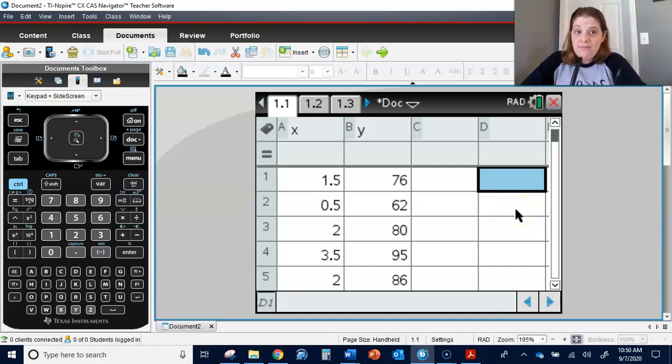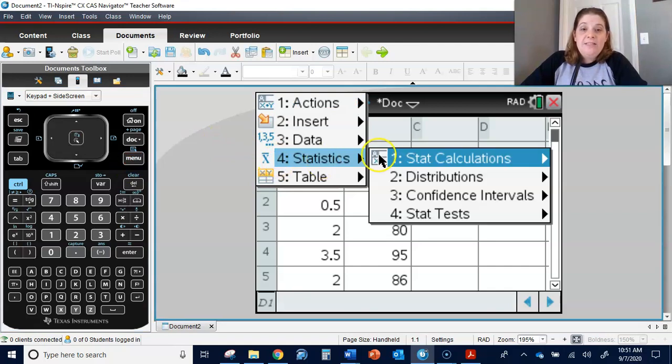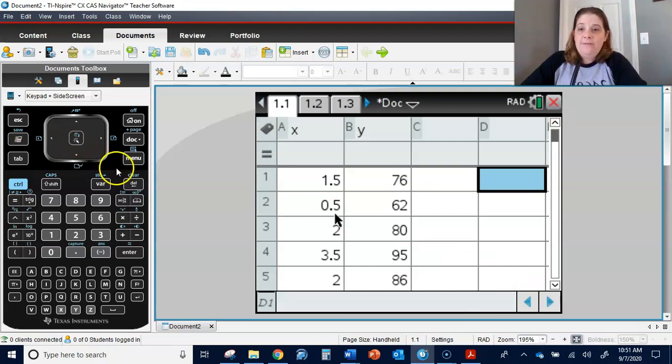If you want to pause the video here and open up your calculator, you're going to do a list and spreadsheet, new document, list and spreadsheet, that's number 4. You're going to enter in the x coordinates, you're going to enter in the y coordinates. If you want to pause the video and do that. Now, after I have this, I'm going to press Menu and Statistics, and then Stat Calculations. Oops, I pressed the wrong one. Let me try again.